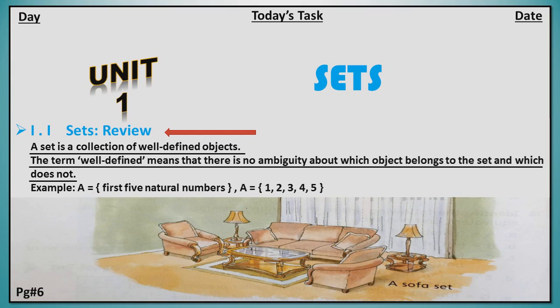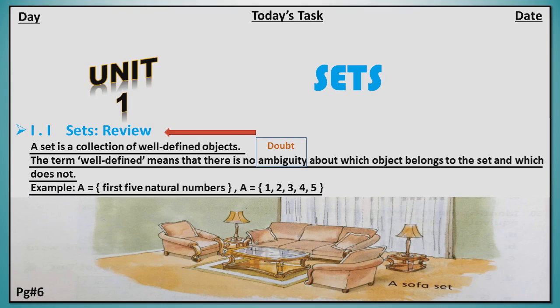Dear students, a well-defined set is a set that has a specific property and that we can easily make. The word ambiguity means that there is no doubt about which object belongs to the set and which does not belong to the given set. Dear students, for example, a book does not belong to a cricket kit. Similarly, a tennis ball does not belong to a set of books.